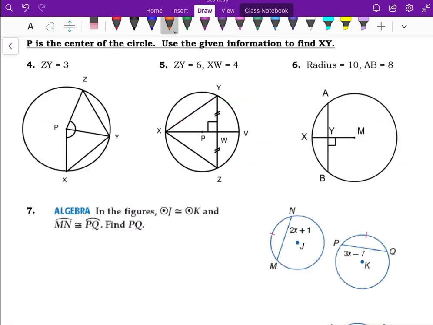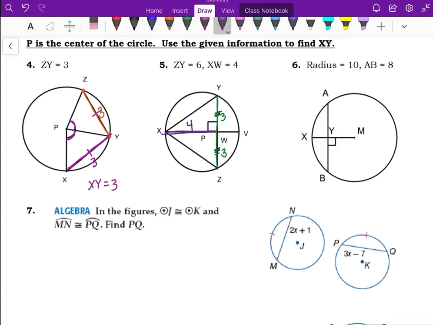And for number 4 through 6, I'm trying to find XY, which is the line segment XY. So for number 4, I am told that ZY, this line segment here, is 3. Now I know that this chord is congruent to this chord because those angles are congruent. So this chord and this chord are the same, which means that this chord is also 3, which means XY is 3. For number 5, I am told that ZY, this whole section, is 6, which means that these two parts that are the same are both 3 to make it 6. So 3 and 3.